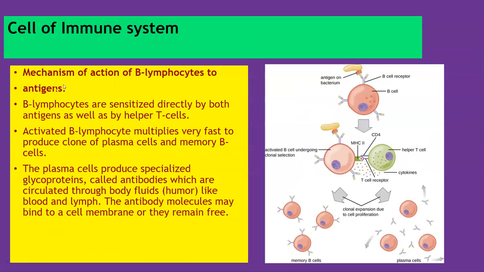Now students, we will see the mechanism of action of B lymphocytes to the antigens. B lymphocytes are sensitized directly by both the antigen as well as by the helper T cells. Activated B lymphocytes multiplies very fast to produce clones of plasma cells and memory B cells. The plasma cells produce specialized glycoproteins called as antibodies, which are circulated throughout the body fluids, that is the humor, like the blood and the lymph. Hence it is also called as humoral immunity or antibody mediated immunity.